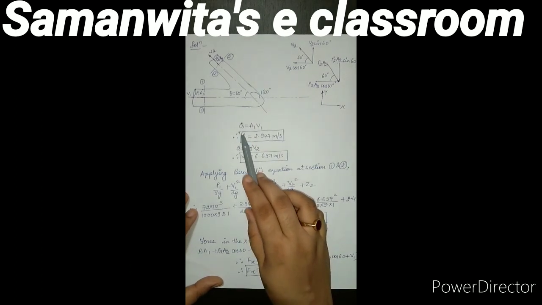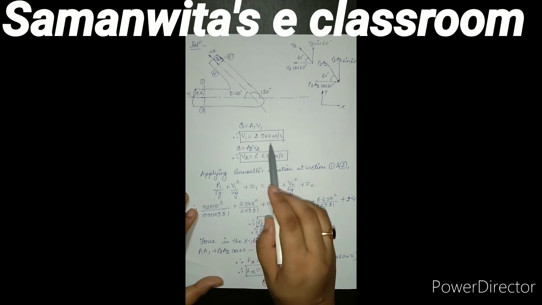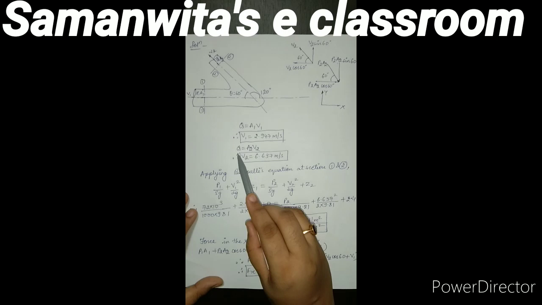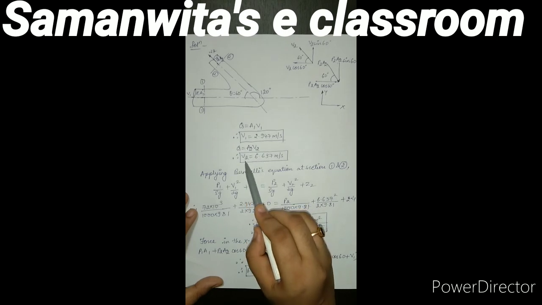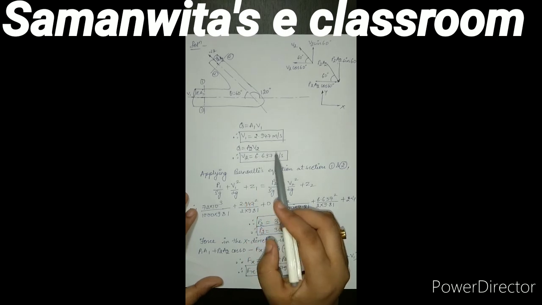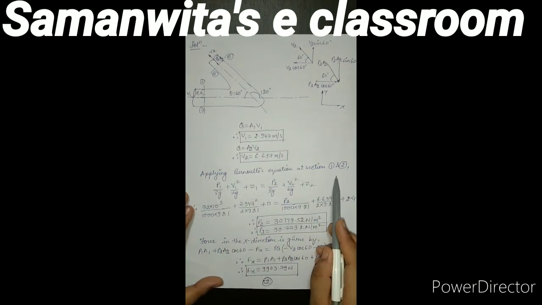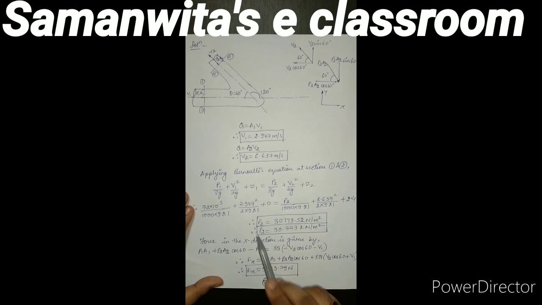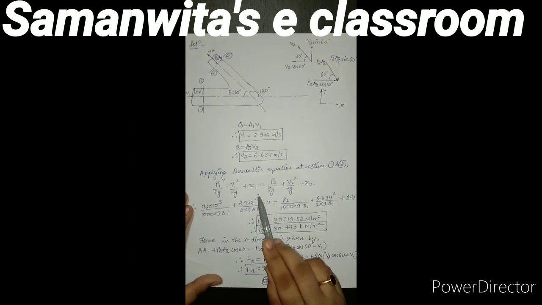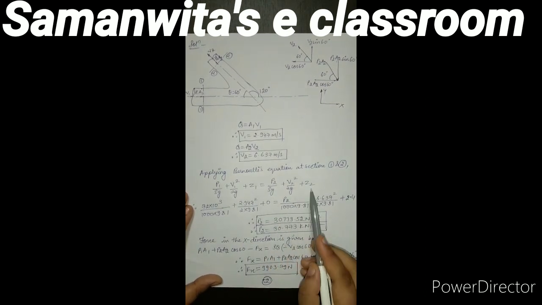I am going to start with Q is equal to A1 V1 because I know the value of Q and A1. So I get the value of V1 as 2.947 meters per second. Q is also equal to A2 V2. So I get V2 as 6.637 meters per second. If I apply Bernoulli's equation between the section 1 and 2, I can calculate the value of P2. Now here what is important is Z1 is 0 and Z2 is 2.4. So I get P2 as 30.773 kilonewton per meter square.